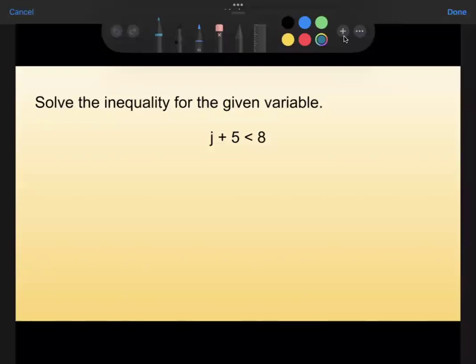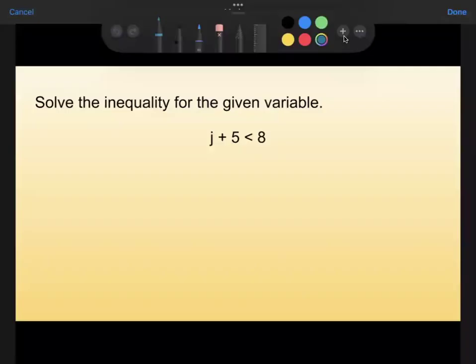Okay, so here is our first one. We're going to take the inequality j plus 5 is less than 8, and we're going to solve for j. So the difference between this and equations is we don't have an equal sign. We have a symbol that is less than. We need to carry that symbol into our solution for this.